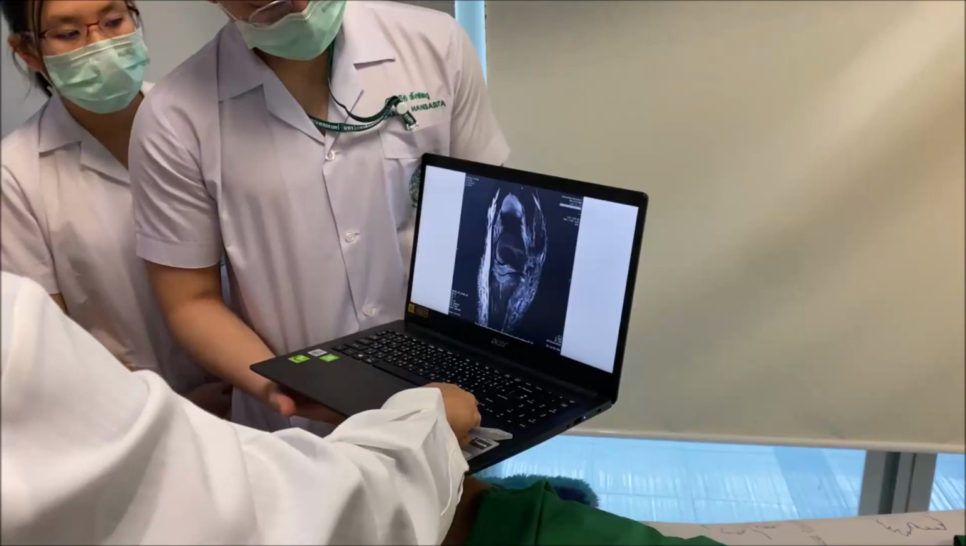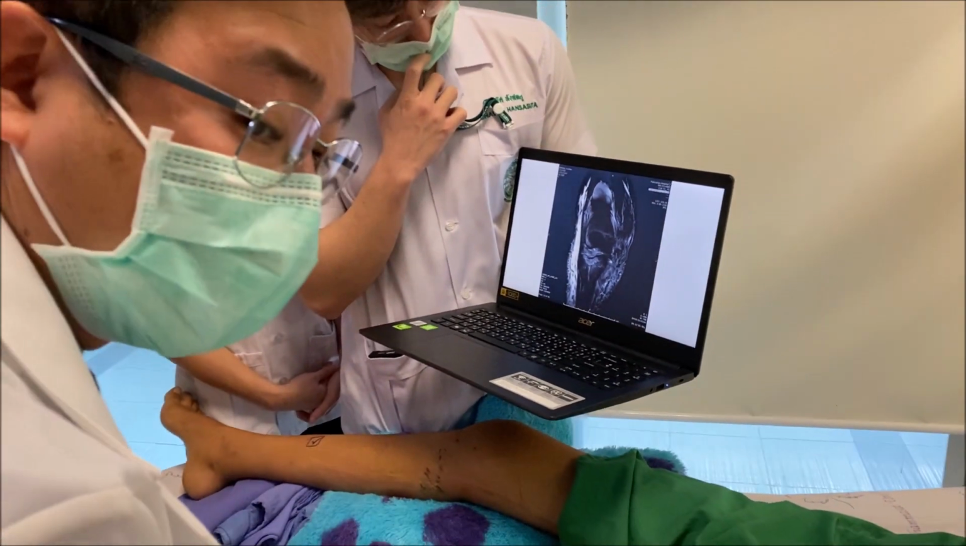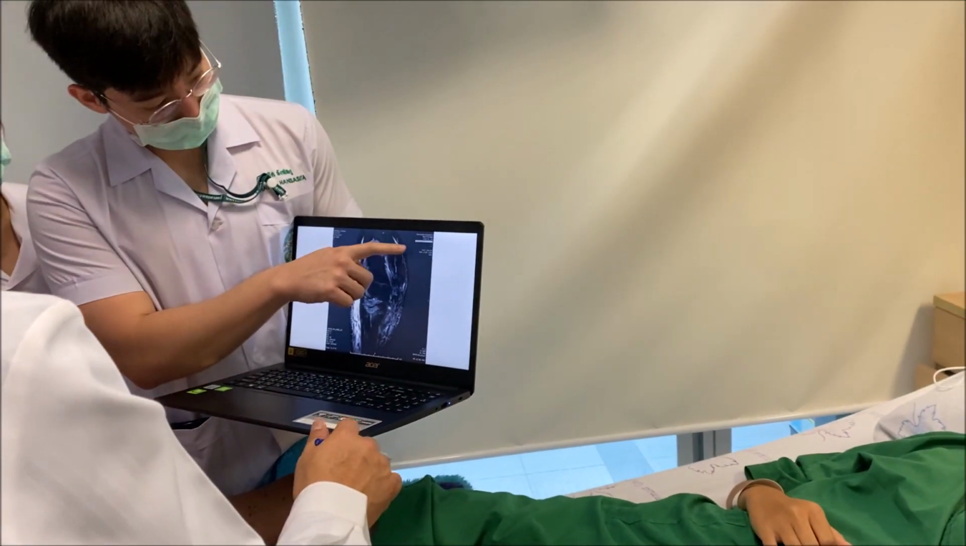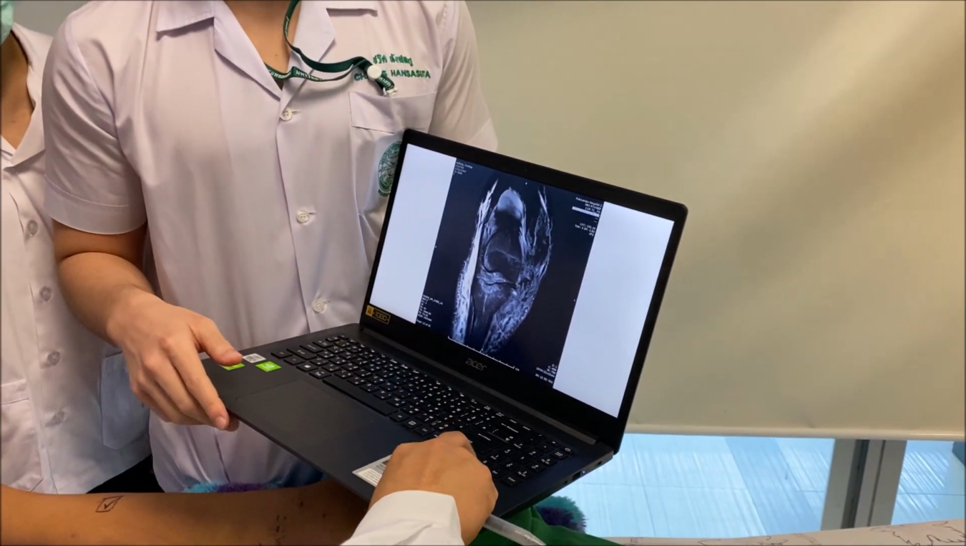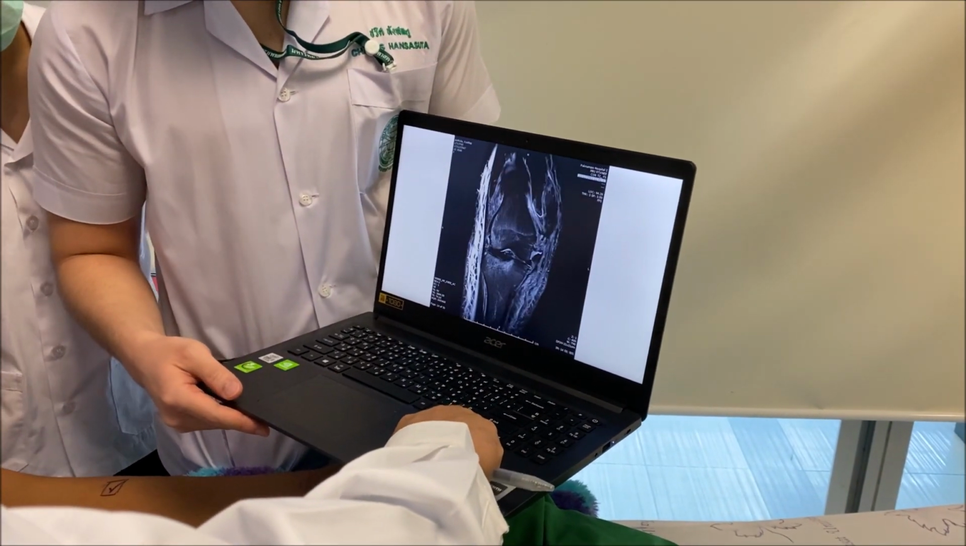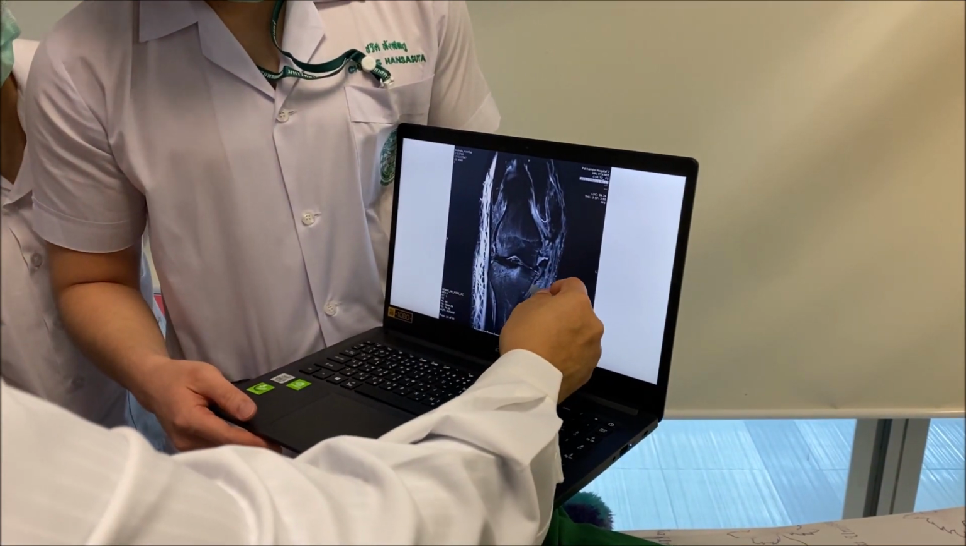MRI, okay. Sister, how many days after the injury was this MRI? 4 days. MRI at the beginning is good because you can see the hematoma.